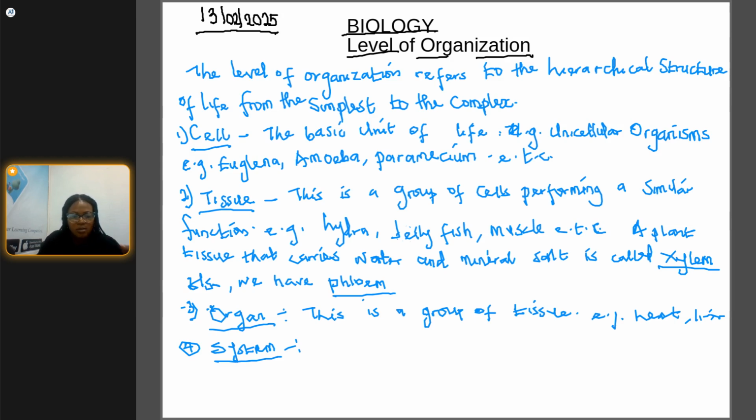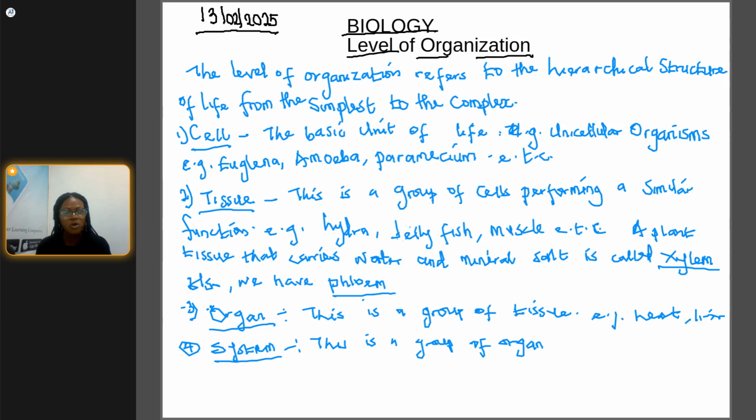Looking at the way we have been defining these levels, what would be the definition of system? If tissue is a group of cells, organ a group of tissue, then what would the system be? System means it is a group of organs. Okay, so it's as simple as that. This is a group of organs. So we have the body system.